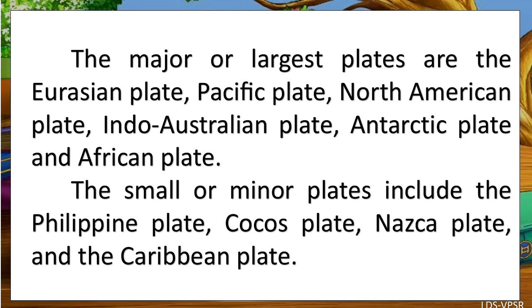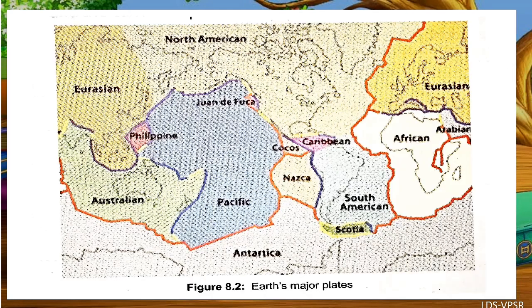The major or largest plates are the Eurasian plate, Pacific plate, North American plate, Indo-Australian plate, Antarctic plate, and African plate. The small or minor plates include the Philippine plate, Cocos plate, Nazca plate, and the Caribbean plate. Figure 8.2 shows the Earth's major plates.